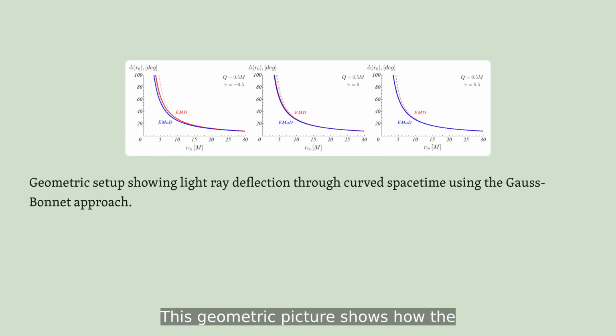This geometric picture shows how the calculation works. The Gauss-Bonnet theorem lets us construct a domain around the deflected light path and integrate the spacetime curvature over that region. The boundary contributions and the Gaussian curvature together determine how much the light bends. For phantom objects, the curvature structure differs from ordinary black holes in ways that translate directly into observable deflection differences.